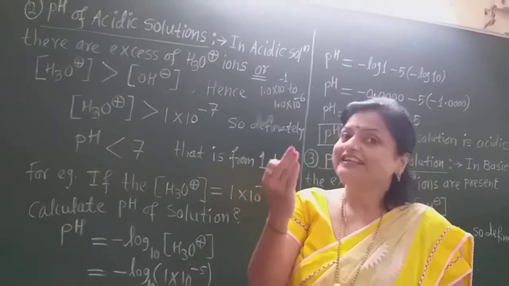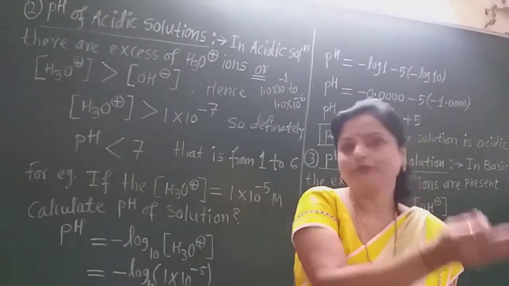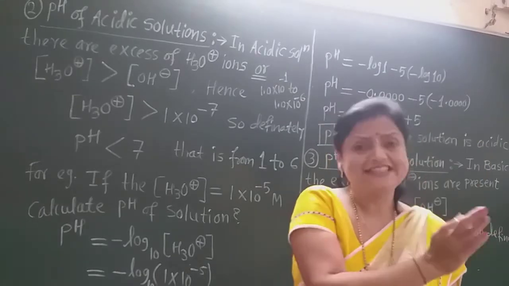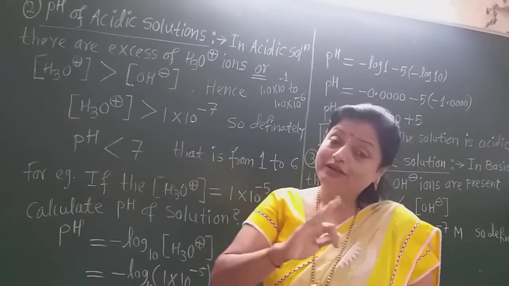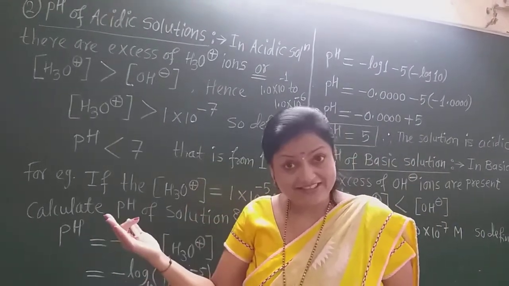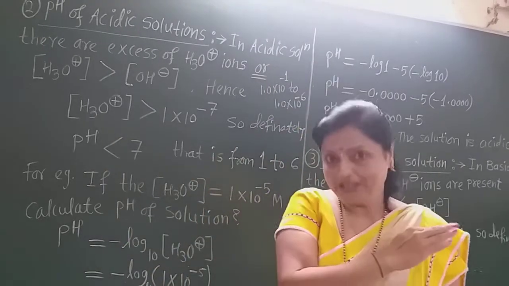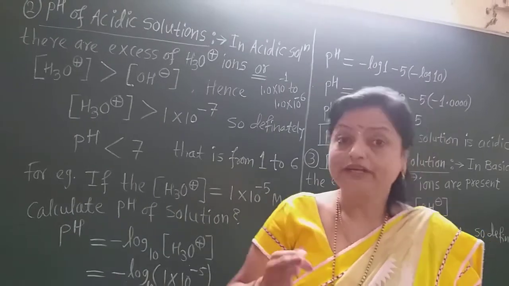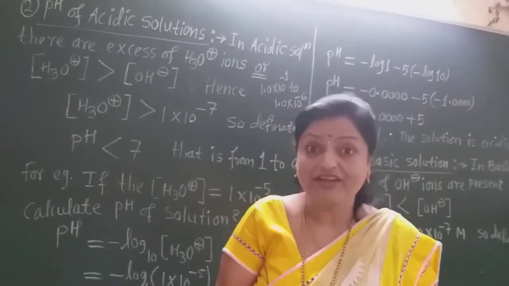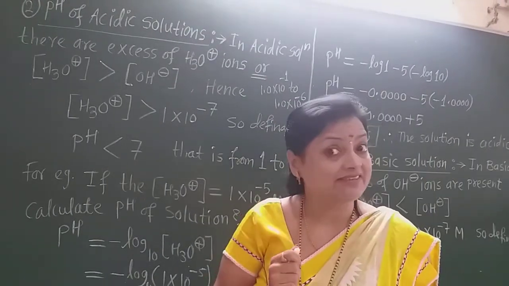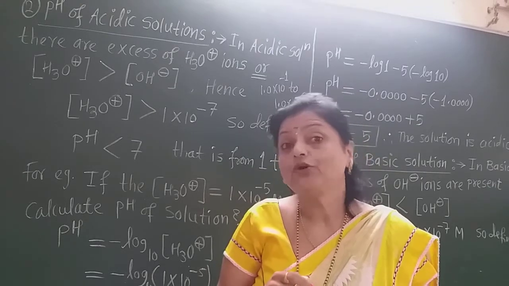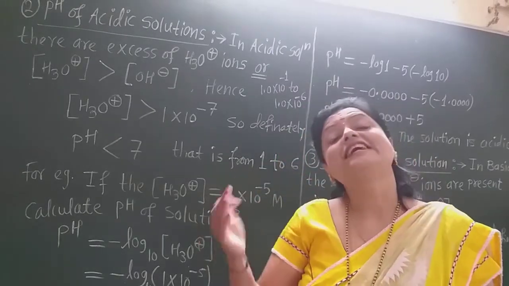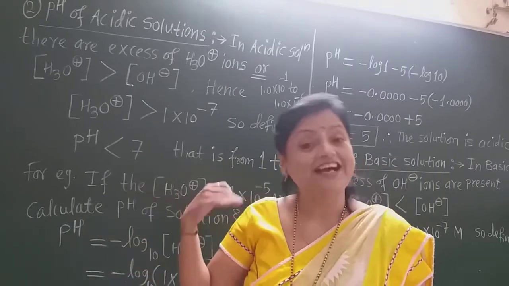And which are the more values than 10 raised to minus 7? That is such as 10 raised to minus 6, 10 raised to minus 5, 10 raised to minus 4, minus 3. These are the more values. But 10 raised to minus 8, 10 raised to minus 9, they are the less values.